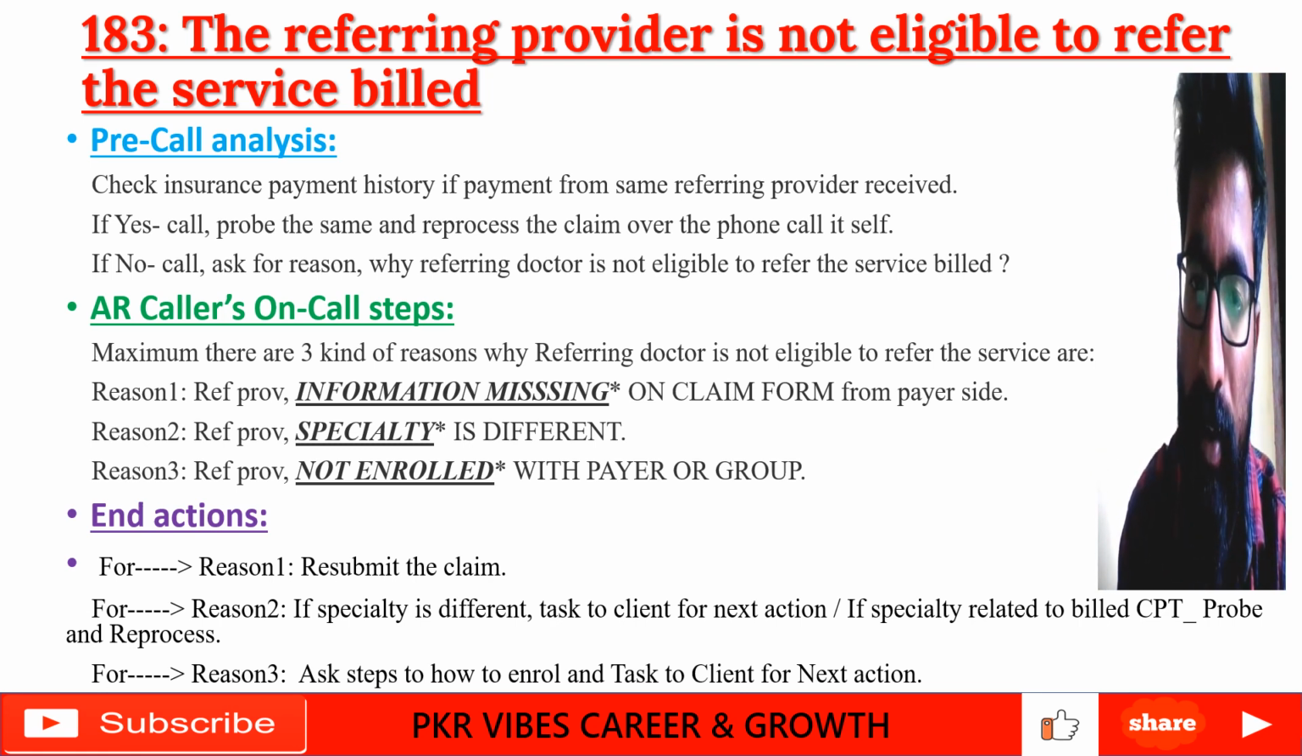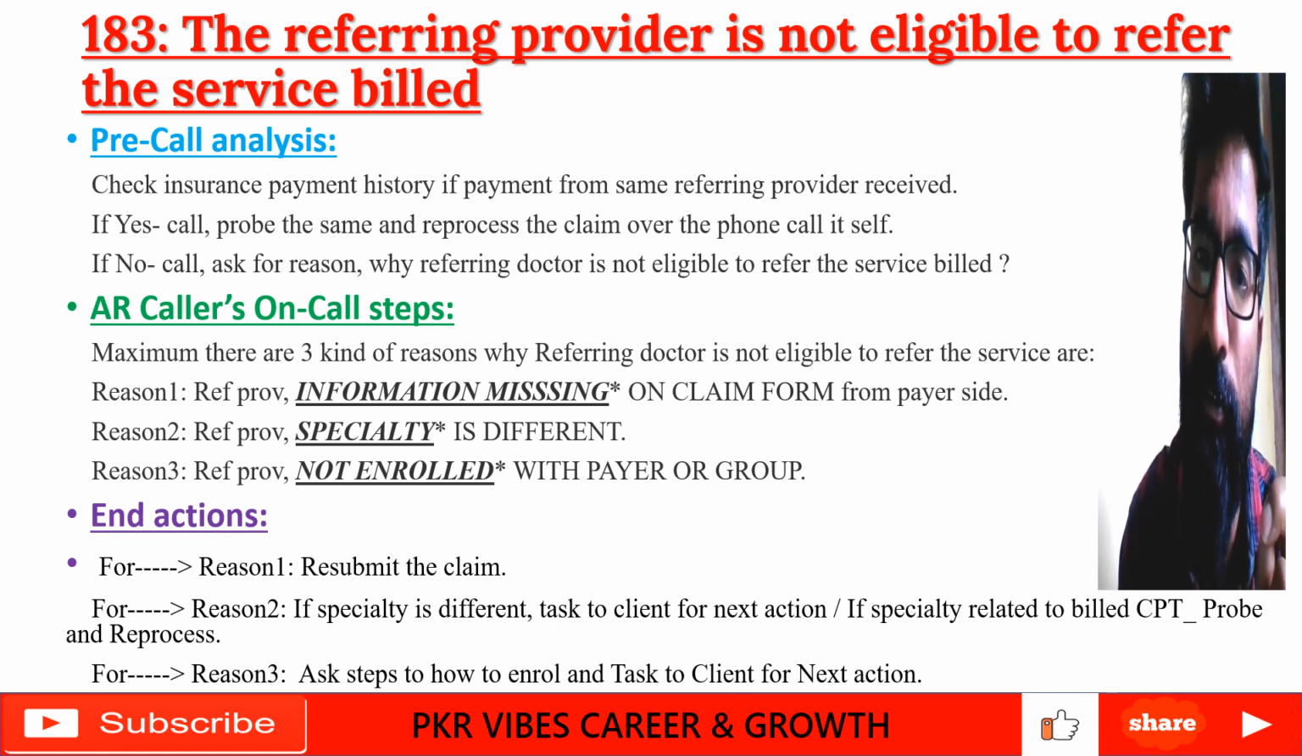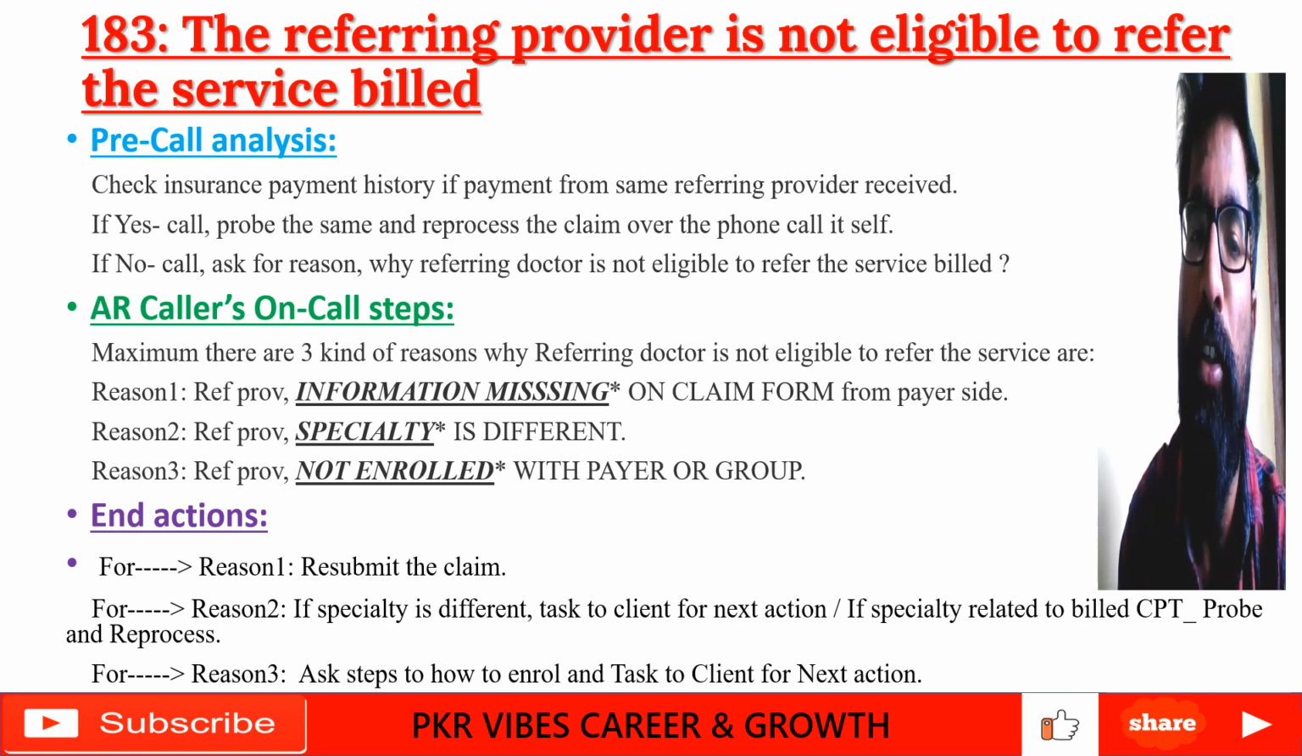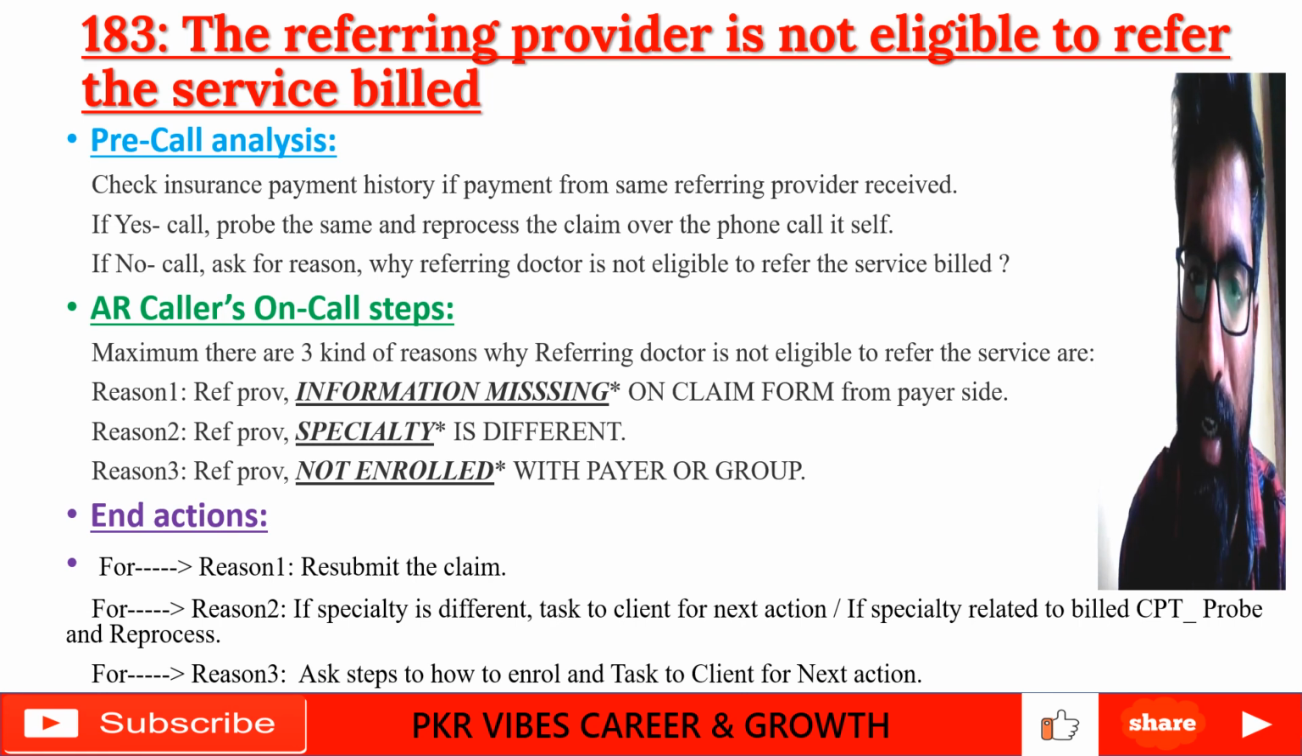If we received payments on the same kind of services for the same doctor, we should call the insurance and tell them on the call: we already got payments for this doctor on previous dates of service, so could you please reprocess the claim with this information. Definitely they will reprocess the claim if the information you give is correct. If you have any payments on previous dates of service, you should give the reference of that claim number and that particular date of service on the call, so that they can verify whether they really paid your doctor. If they paid the same kind of services to your doctor, they will definitely reprocess the claim over the phone call.